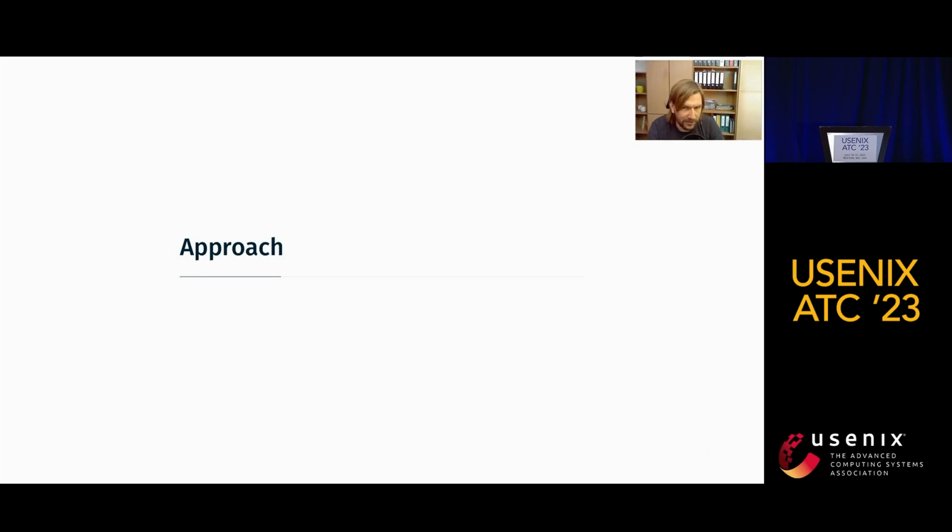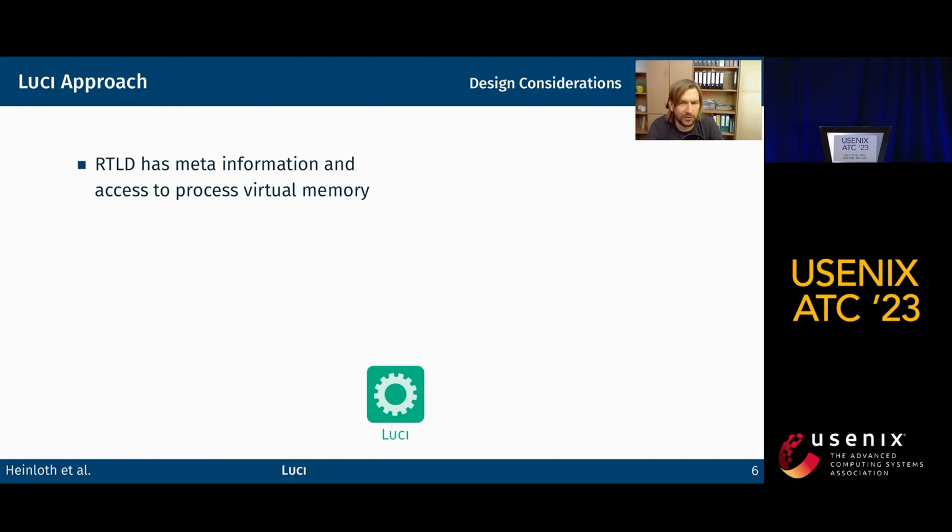This question brings us to the design considerations of the Luci approach. Well, first of all, the dynamic linker already has meta information about relocations and access to the process virtual memory, hence being predestinated for performing the patching. Luci is such a DSU-capable dynamic linker.